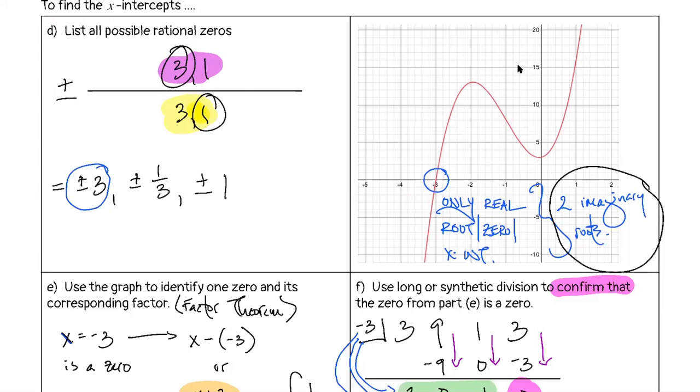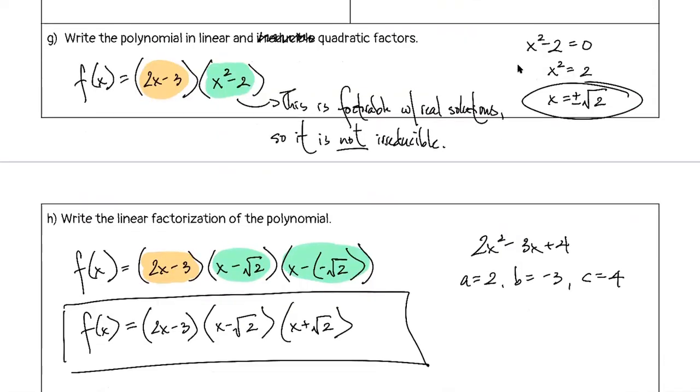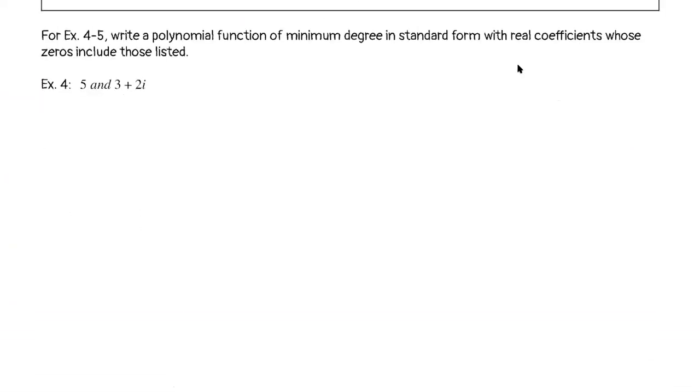Yes, okay. And actually, let's do an example right now that shows why that happened. So we're going to skip example 3 for a moment and go to examples 4 and 5. Okay, so let's do example 4. Example 4 says, write a polynomial function of minimum degree in standard form with real coefficients, whose zeros include those listed below.